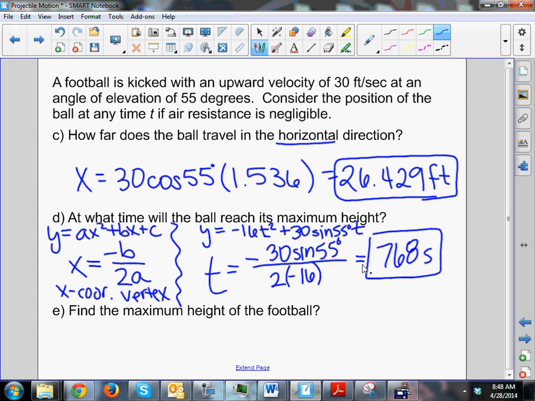Which is the same as if we would cut our total time in half, because we have symmetry in where we start and stop. To find the vertex, it's negative b over 2a. That's something you need to remember.